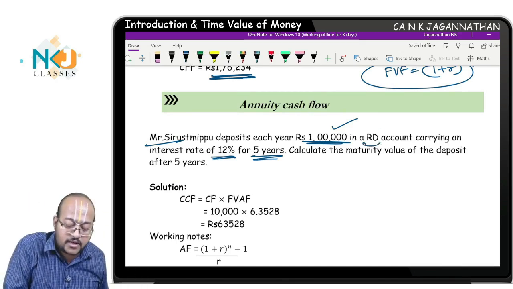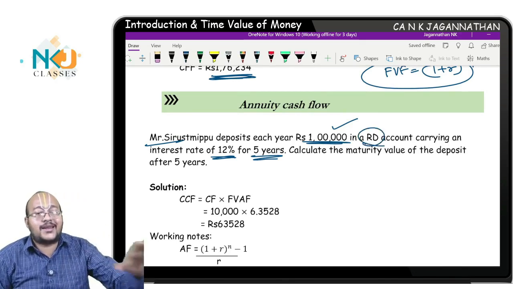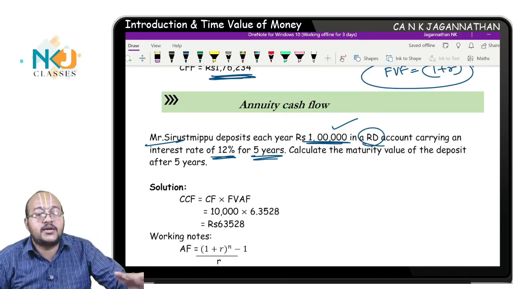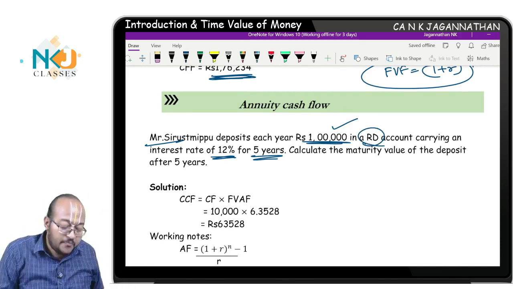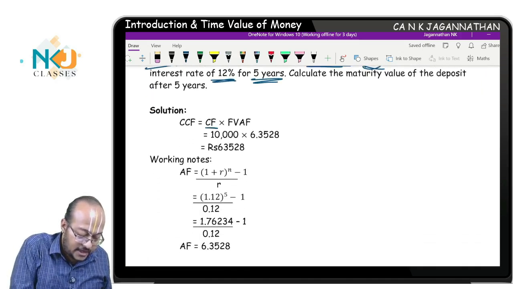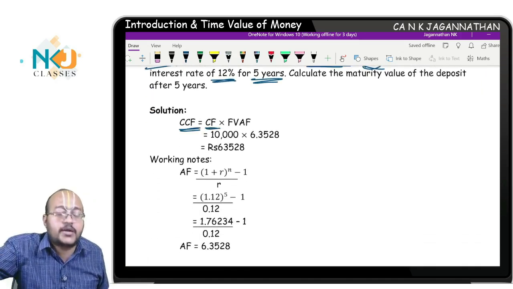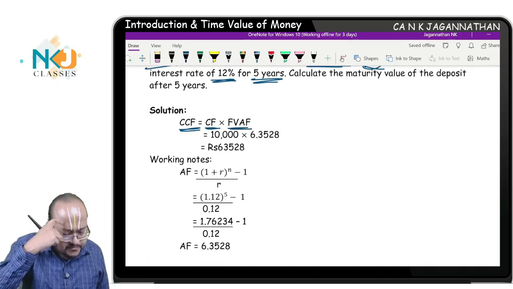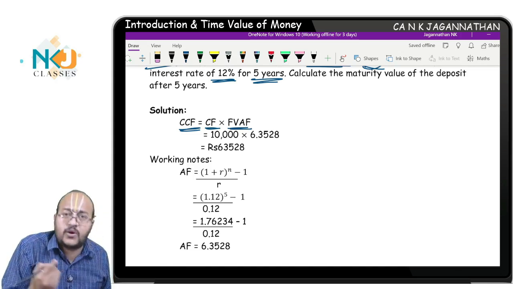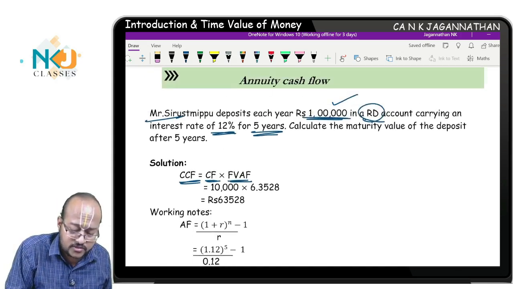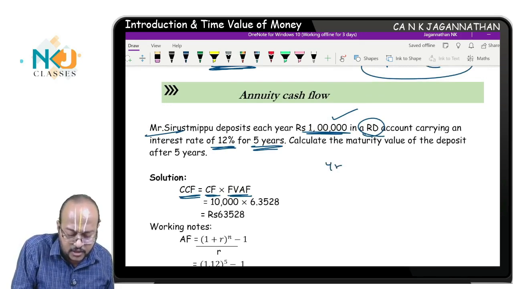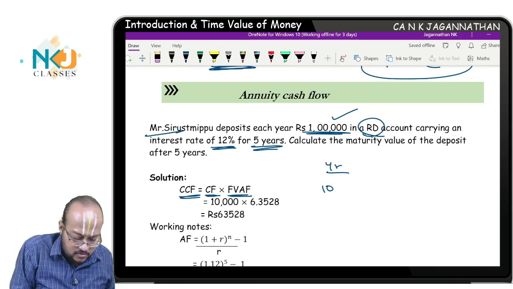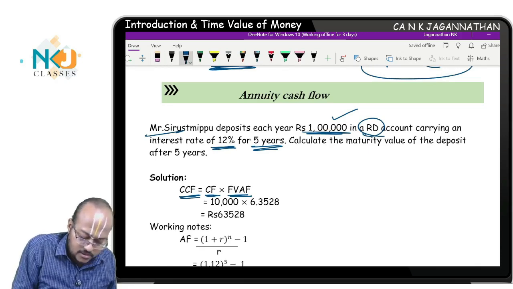That is why it is given as an RD account, a recurring deposit. Every year you deposit something, and that gets compounded. Listening? So very simple. 1 lakh rupees is the cash flow. What is the compounded cash flow? How to compute the compounded cash flow? Cash flow into the future value annuity factor, or future value factor. How to find the future value annuity factor? Very simple here. What happens effectively here? See, I'll put it like this.